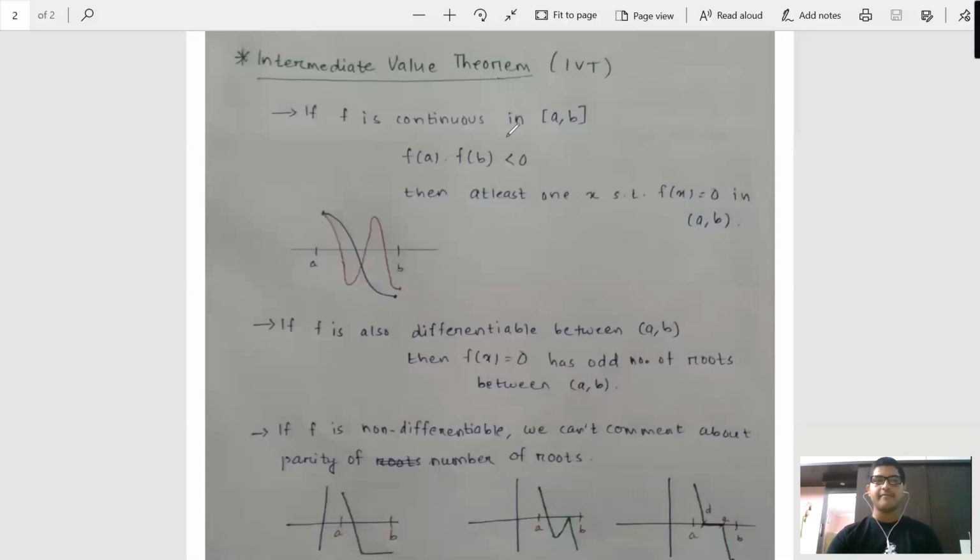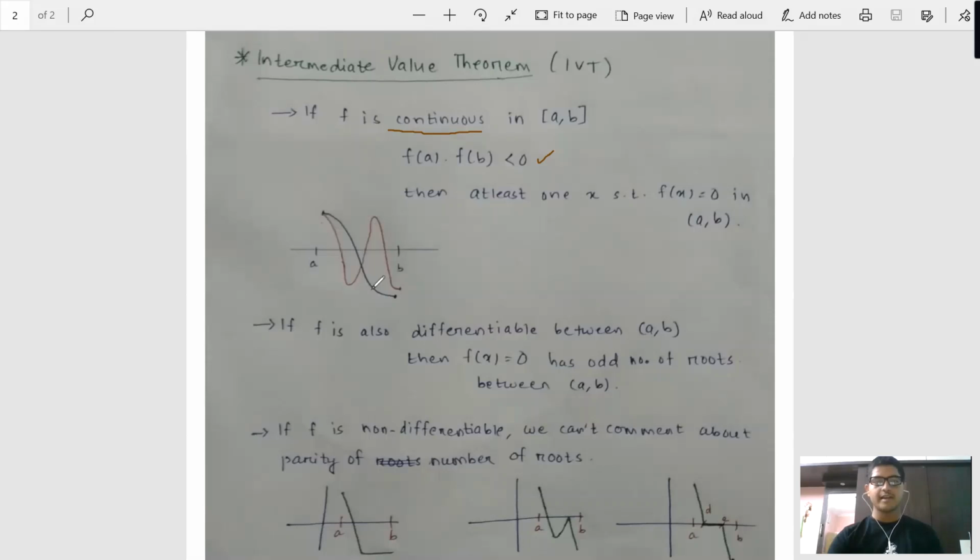Intermediate value theorem, IVT. So the statement is: if f is continuous in [a, b], where a and b are both included, and f(a) into f(b) is less than 0, this is one important condition, then at least one x exists in open (a, b) such that f(x) is going to be equal to 0. Means there is at least one root. You can clearly see this is one black graph and this is one reddish or brownish graph. So here is the root, clearly you can see, and here is the root for the brown graph. Clear? So this is continuous.